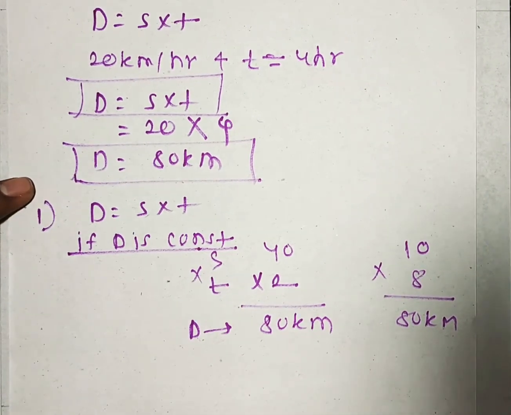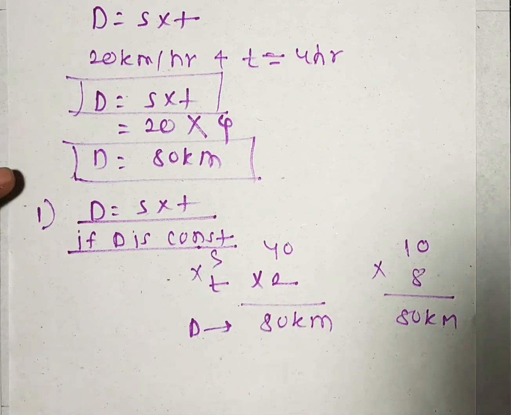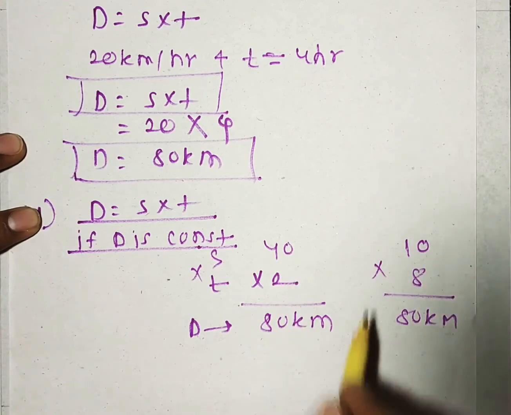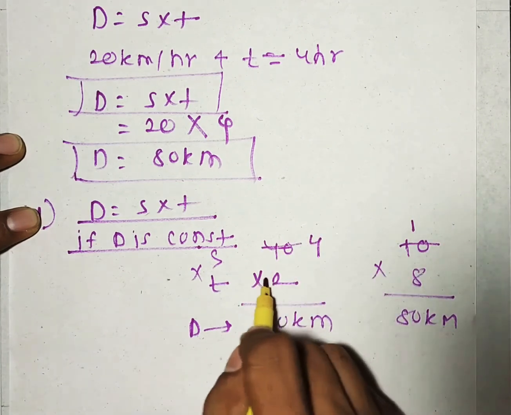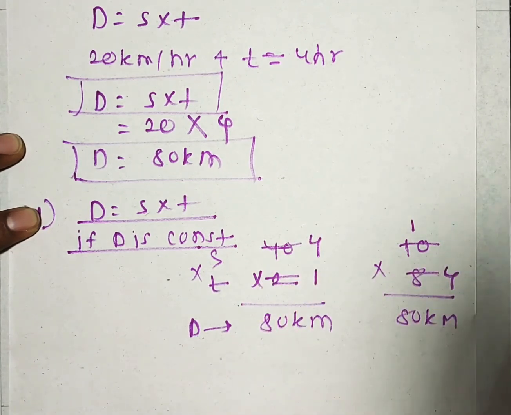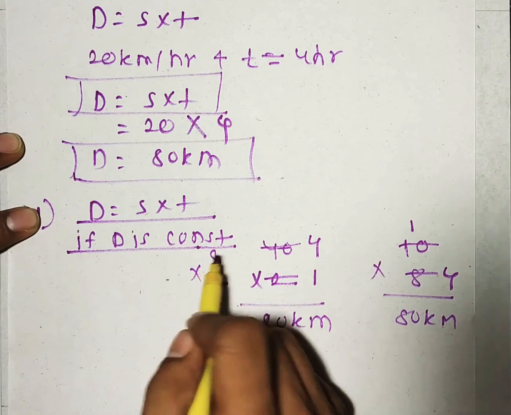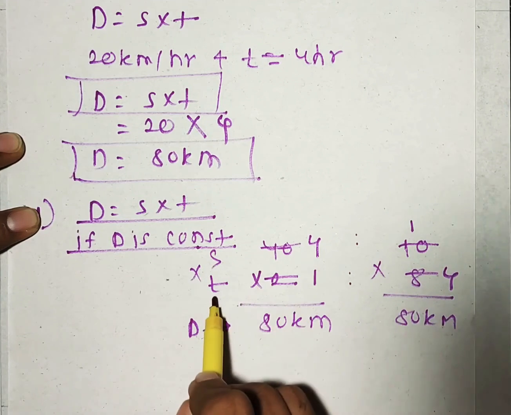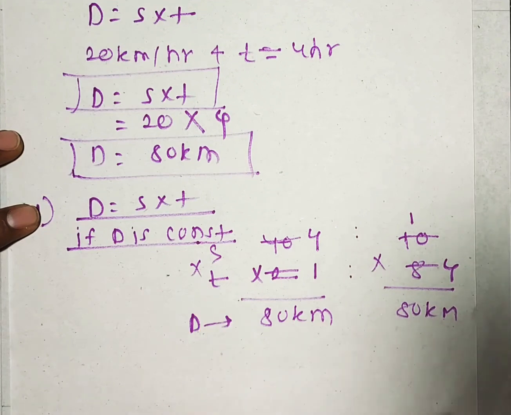Now let's see what we have to conclude from this. We know the basic formula, distance equal to speed into time. Please observe carefully: 4 2s are 80, 10 8s are 80. 10 1s are 10, 10 4s are 40. 2 1s are 2, 2 4s are 40. Observe carefully here. If distance is constant, then look at the ratio of speed and time. The speed ratio is 4:1 and the time ratio is 1:4. This means speed and time are inversely proportional to each other.